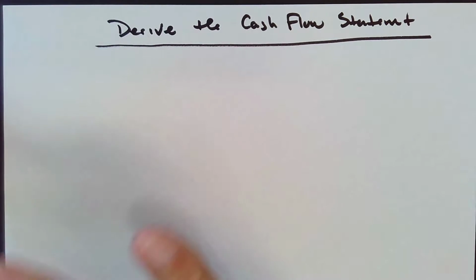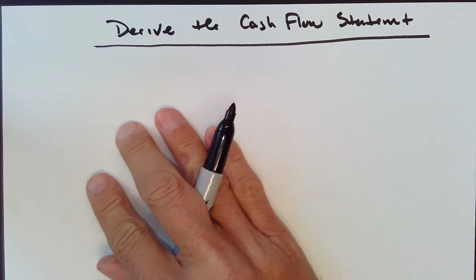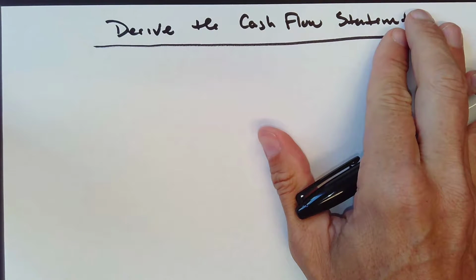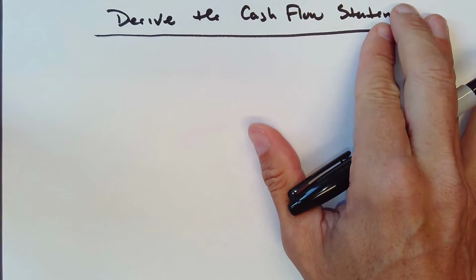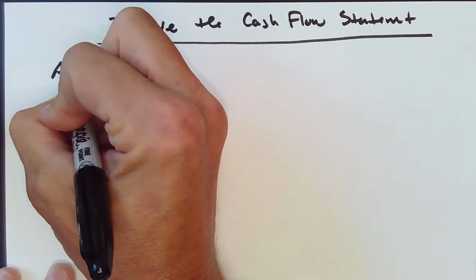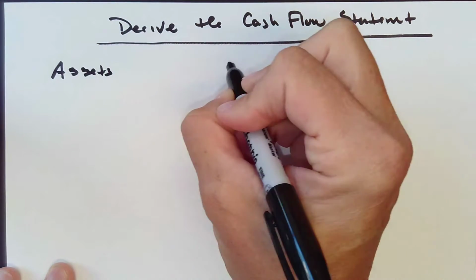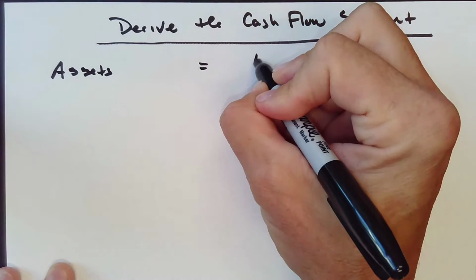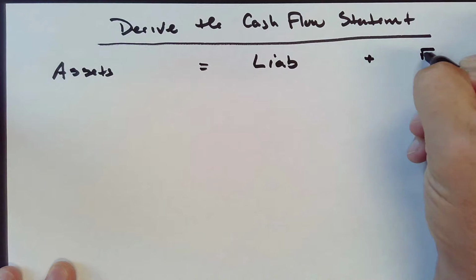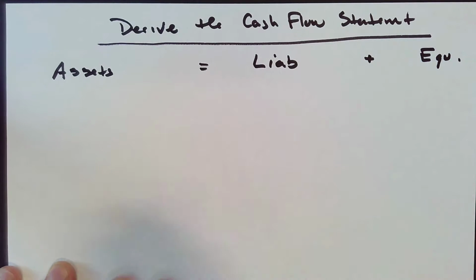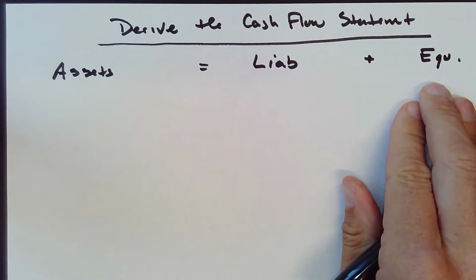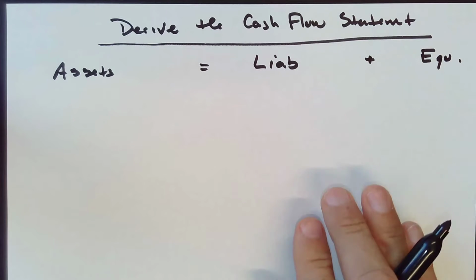So there is something that we know that we can always start with as accountants, and that's the basic accounting equation. The basic accounting equation: assets equals liabilities, I'm going to abbreviate, plus equity. I'm going to abbreviate that too. Okay? That is the starting point to derive your cash flow statement.